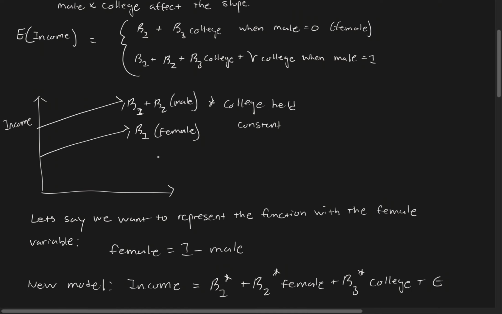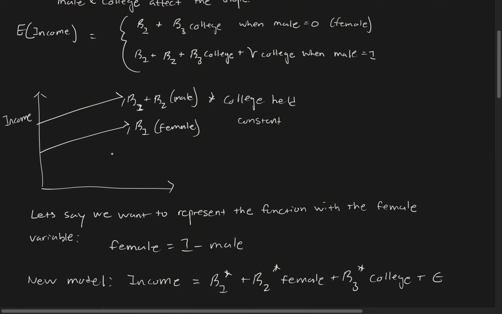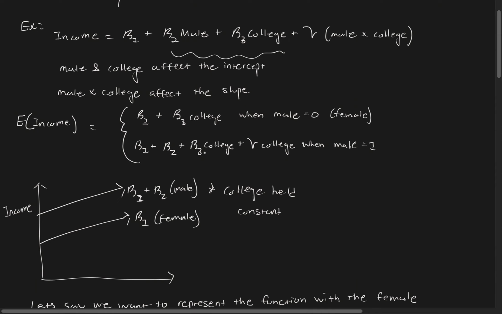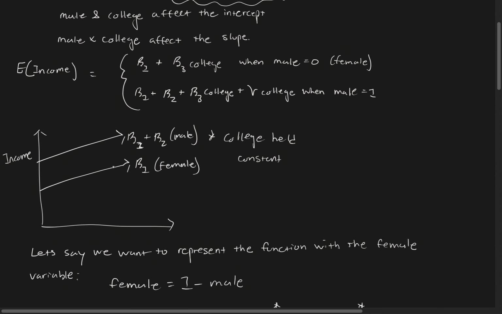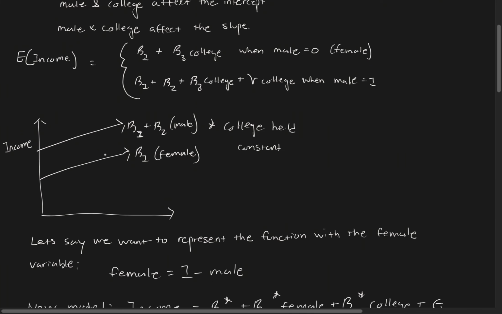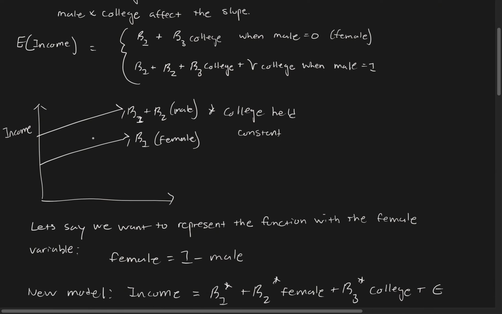So like I said, for the variables of just the binary variables, these only affect the intercept. So if college is held constant, if we're visually inspecting the differences between whether the individual is a male or a female, then this would be the difference right here of beta 2.